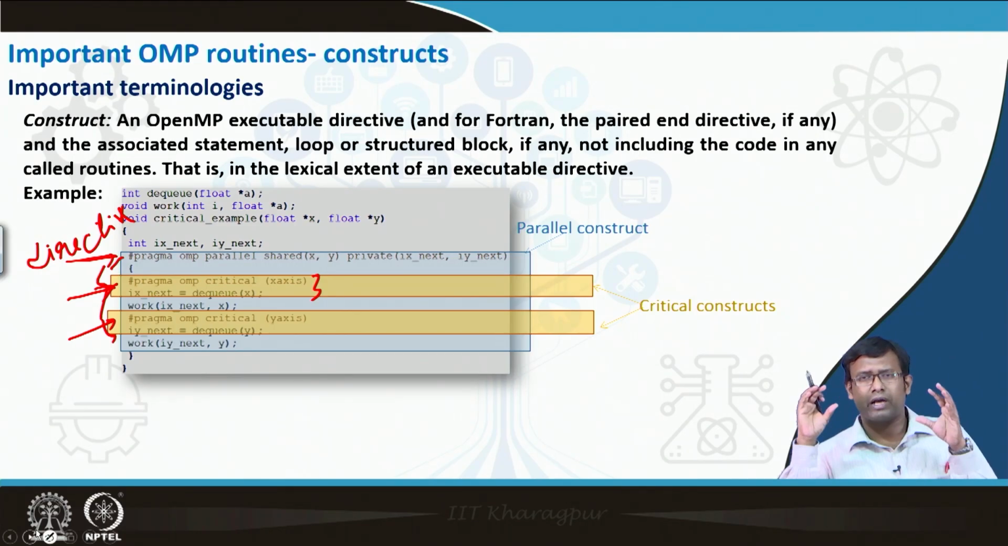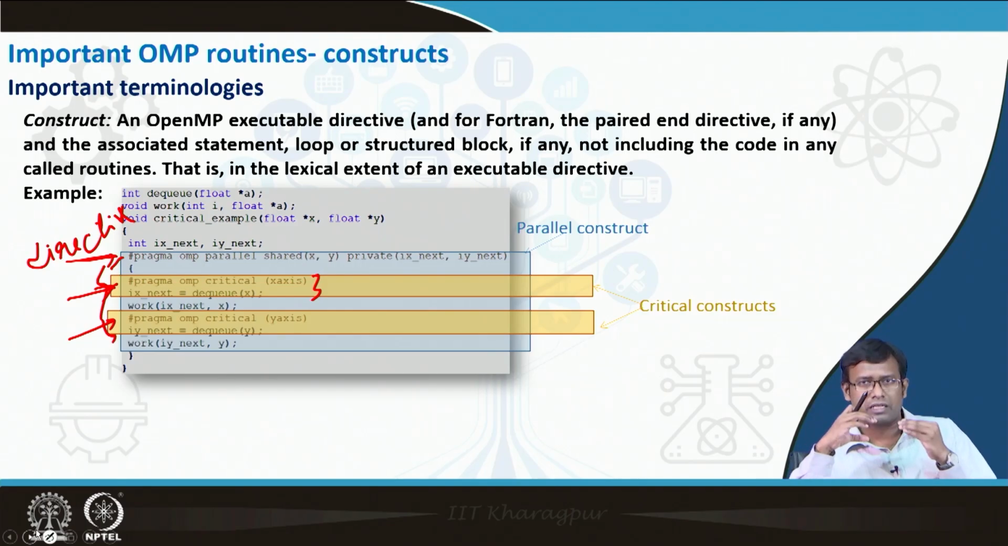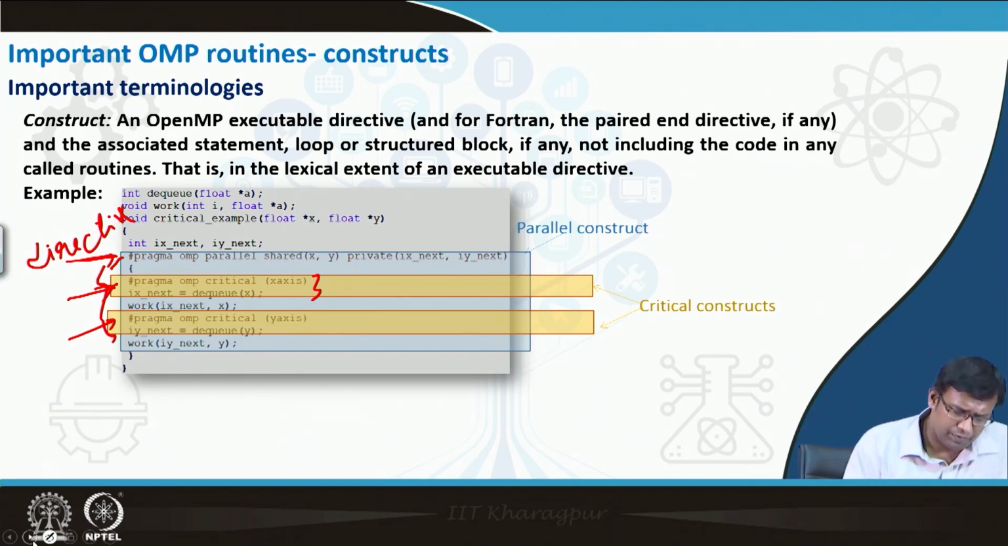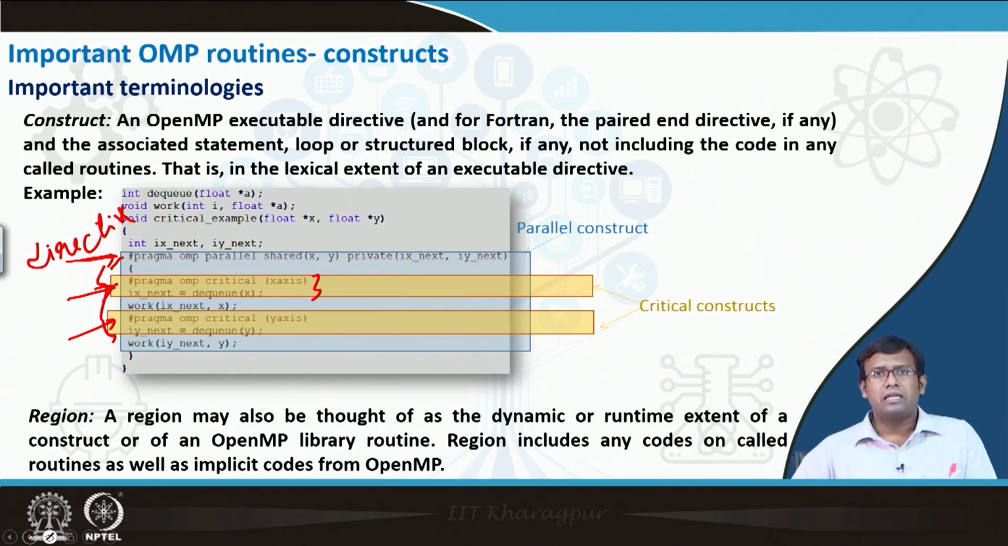The executable hash pragma line, that is the directive, and the next part of the code, which is in the form of a structured block or a nested loop, is associated with the directive. Through that directive, the next part of the code will be run in parallel, in the manner that the directive is suggesting. The entire thing is called a construct. And the region may also be thought of as the dynamic or runtime extent of the construct or an OpenMP library.